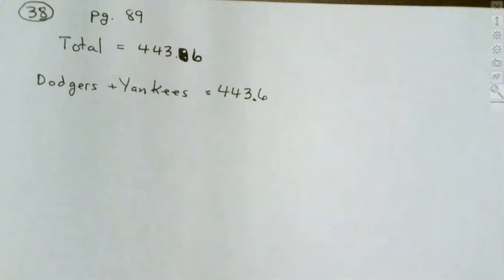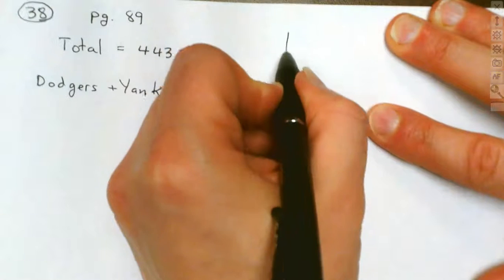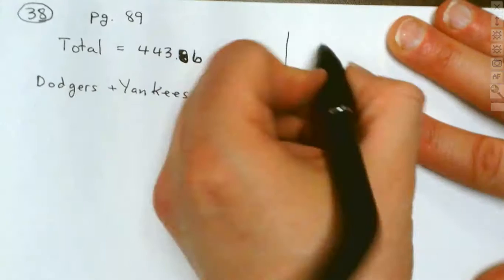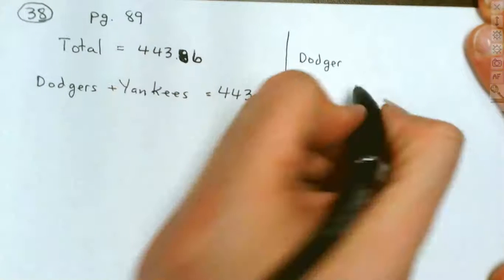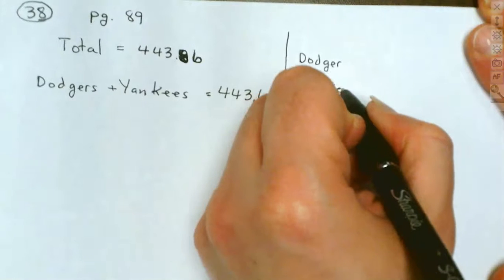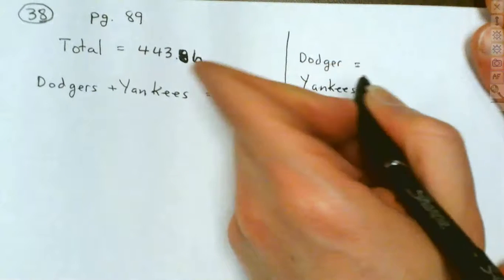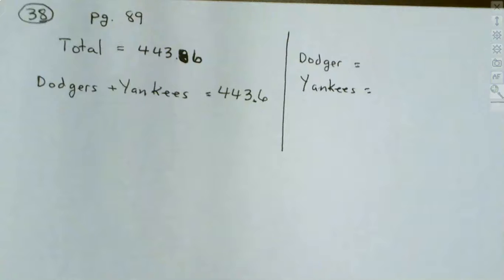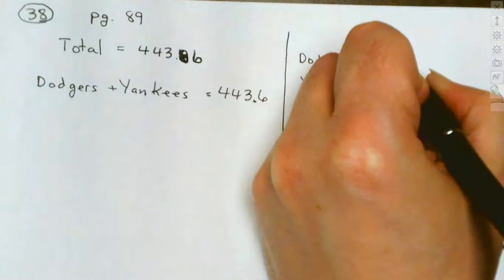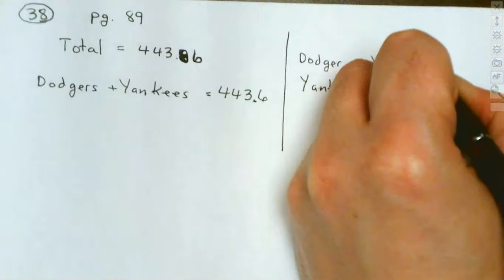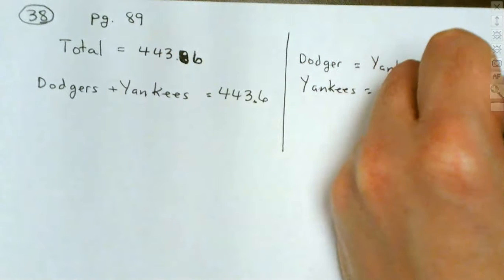Now, I always like to start with words and then turn it into the variables after that. So we've got the Dodgers and we've got the Yankees. And how do they relate to each other? Well, it says the Dodgers' payroll was $40.6 million more than the Yankees. So that means the Dodgers is going to be the Yankees plus that $40.6 million.